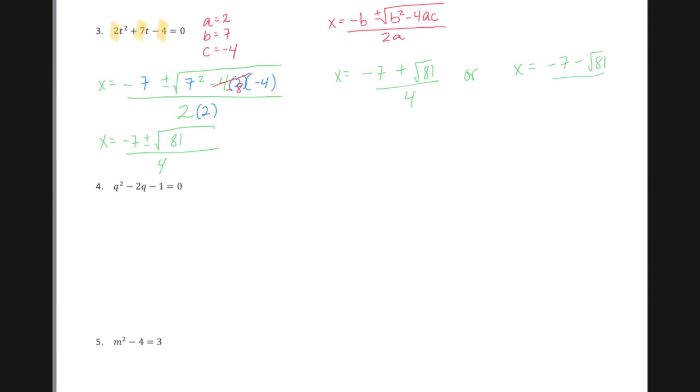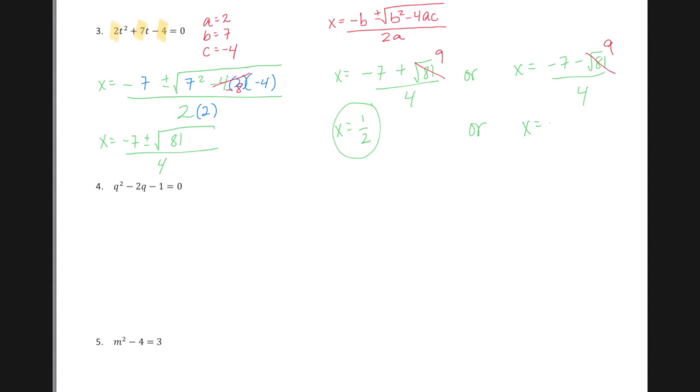So you have two options. You have negative 7 plus 9 divided by 4, or negative 7 minus 9 divided by 4. So if we simplify this even further, we're going to have x is equal to a positive 2 divided by 4, which is actually 1/2. Or we have x is equal to negative 7 and negative 9 will give me negative 16 divided by 4, which is actually going to be a negative 4.